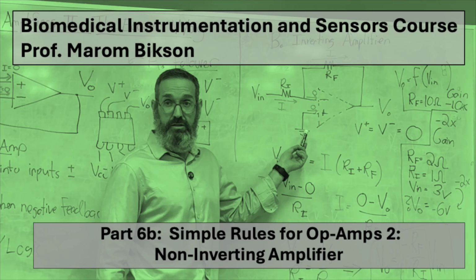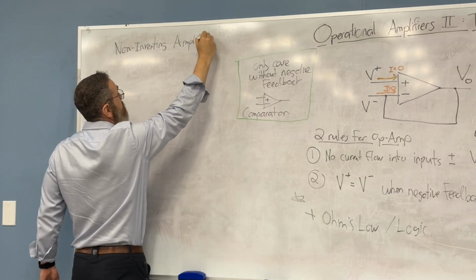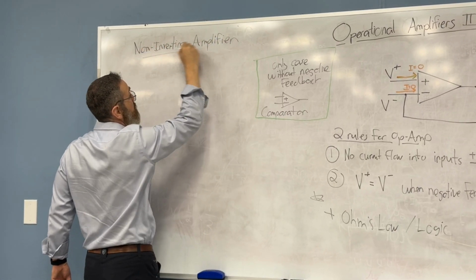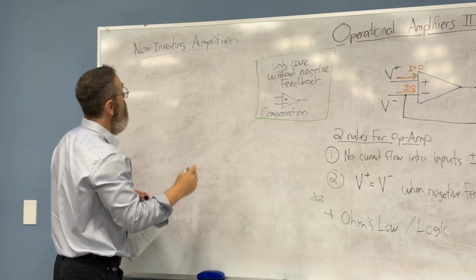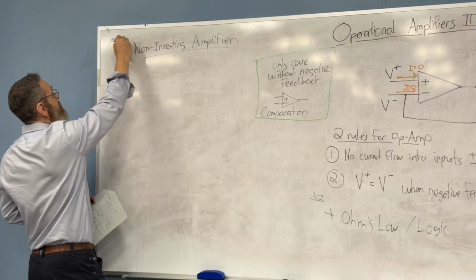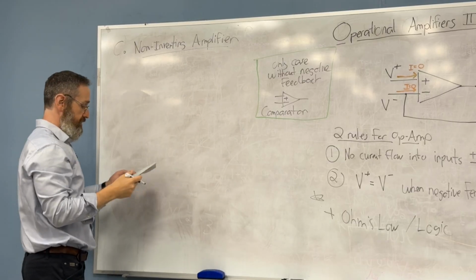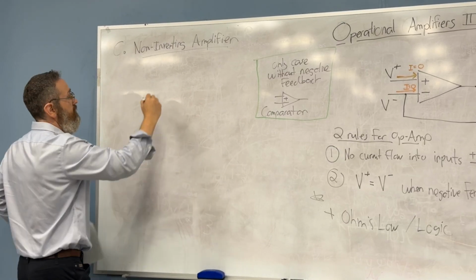So now we're going to talk about the non-inverting amplifier. Right, so we have inverting, B, this is C. Let's draw it out.